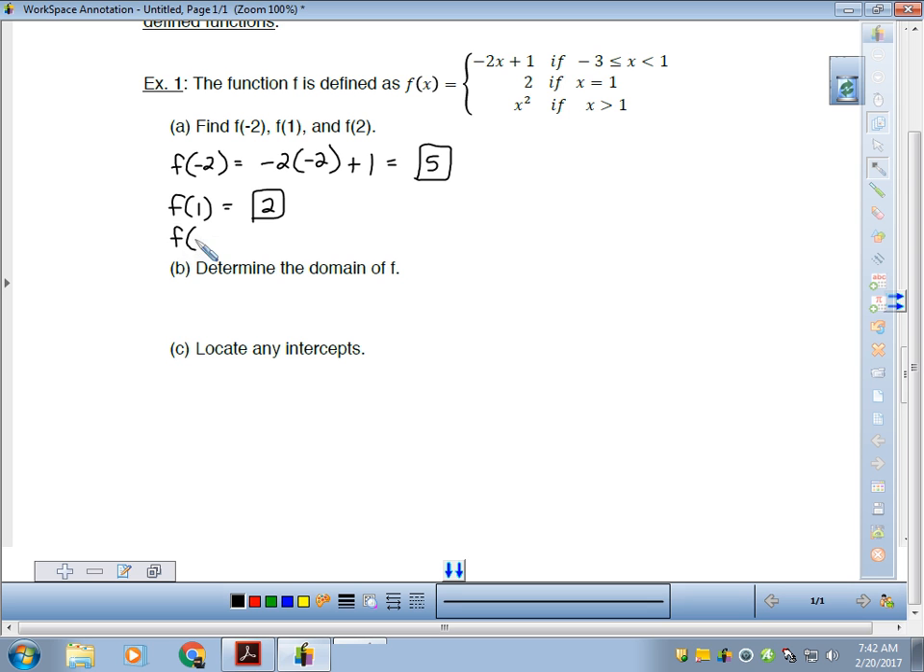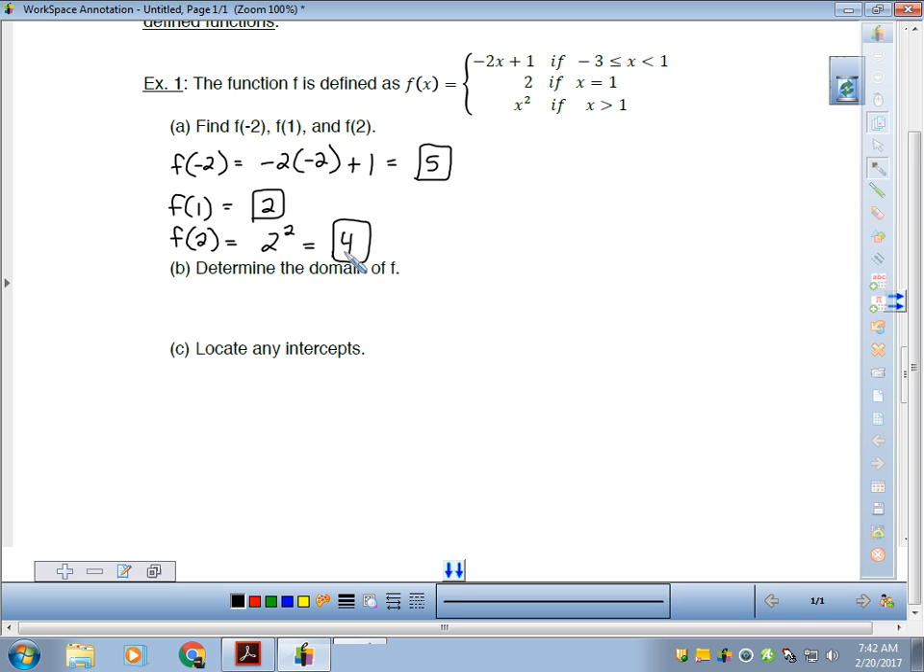All right, and then the last one it asked us to find was f of 2. Is 2 greater than 1? Yeah, 2 is greater than 1, so we'll use this piece. So we'll have 2 squared. 2 squared is 4. Okay. So that's how you evaluate x values for this function. You just look for which piece you can plug into, and then you plug it in there.